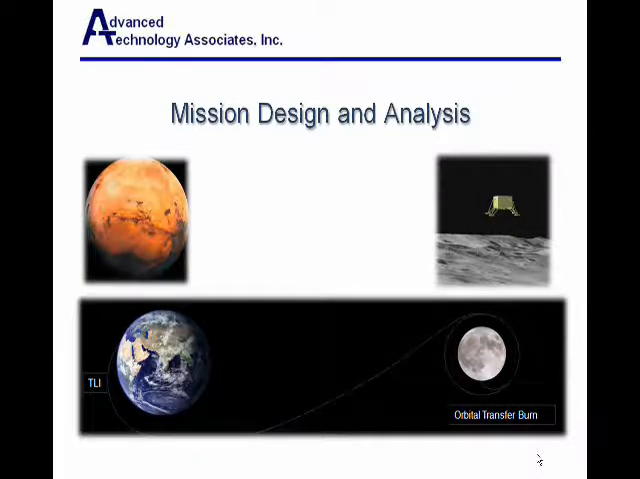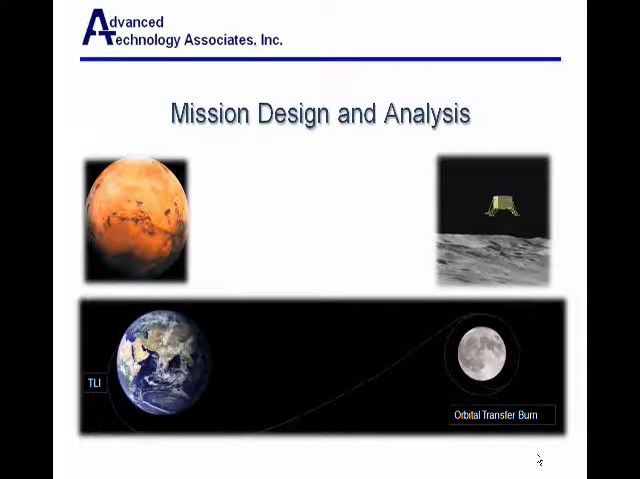ATA provides mission analysis and design services to the aerospace industry. We have completed numerous mission analyses either independently or as part of a larger project. ATA's experience includes analyzing missions for launch vehicles, in-orbit operations such as rendezvous, and lunar and Mars mission analysis.